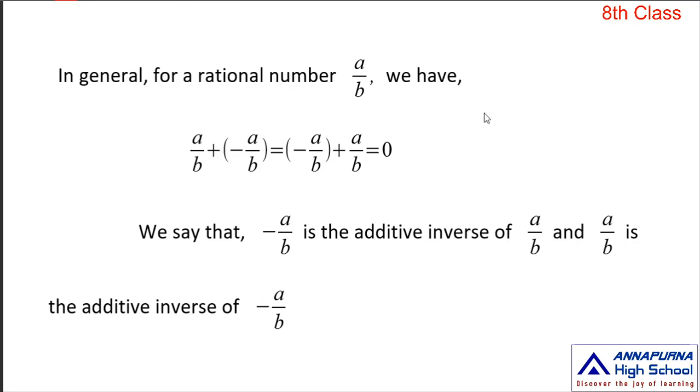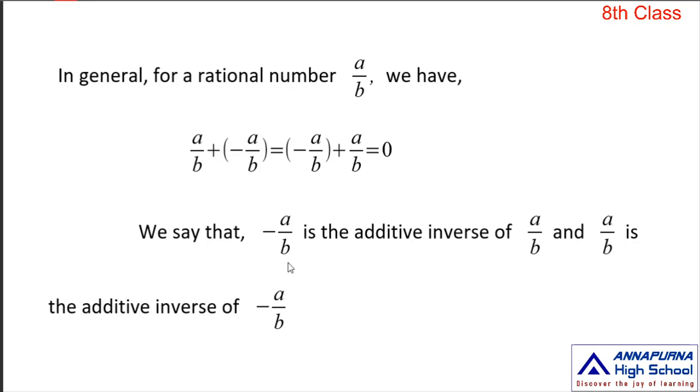Okay, so this is a part of existence of inverse element. That is the fifth property, existence of inverse element. Here, a by b plus minus a by b is equal to minus a by b plus a by b, which is equal to 0. That means minus a by b is the additive inverse of a by b, and a by b is the additive inverse of minus a by b.